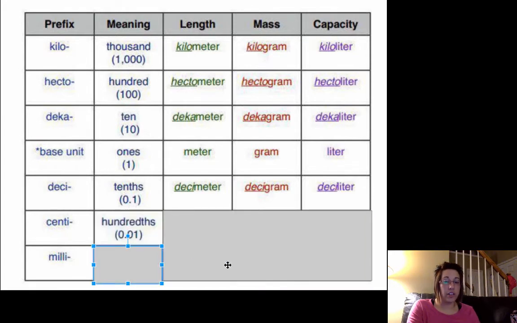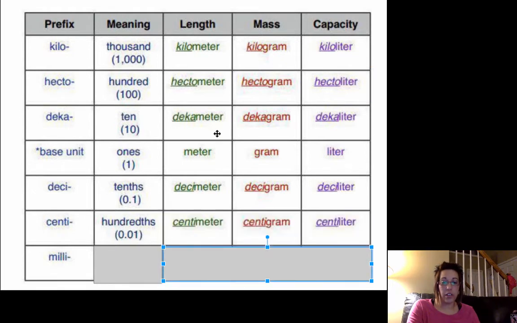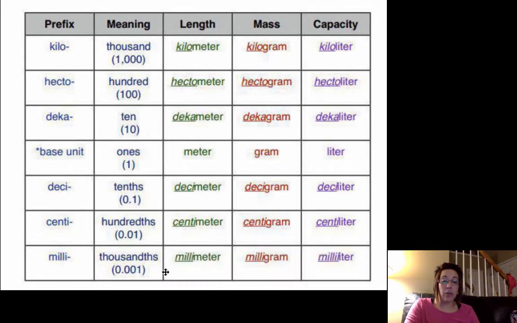Centi is actually our hundredths. So there are 100 centimeters in a meter, there are 100 centigrams in a gram, and there are 100 centiliters in a liter. Milli is the last one that we will learn, and that is our thousandths. So there are 1,000 millimeters in a meter. There are 1,000 milligrams in a gram, and 1,000 milliliters in a liter. So take a moment to get this chart completely filled out, and then come back and press play, and we'll talk about what this means for converting between units.